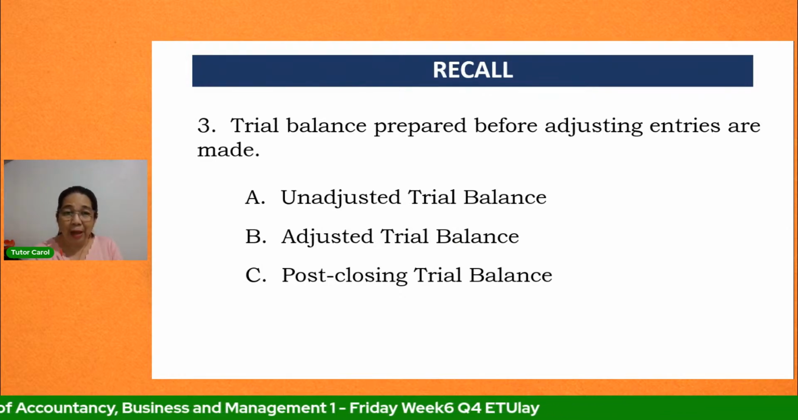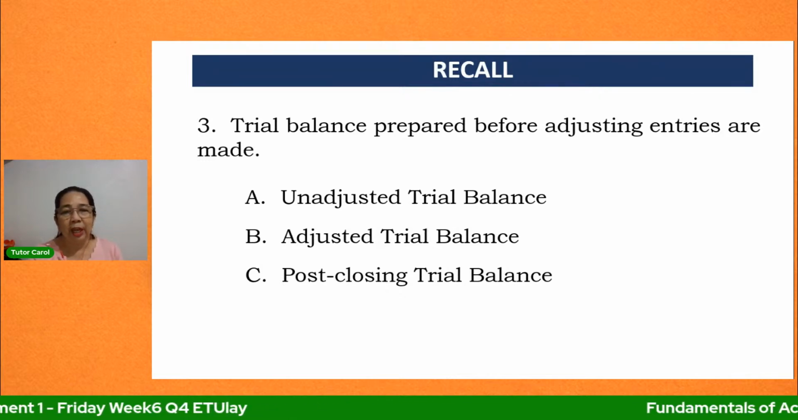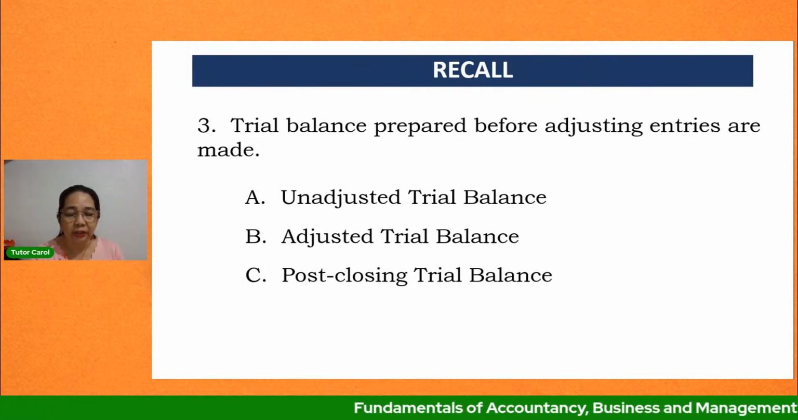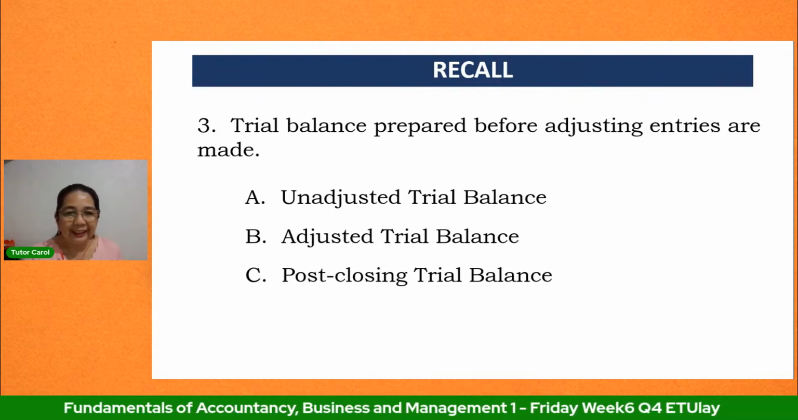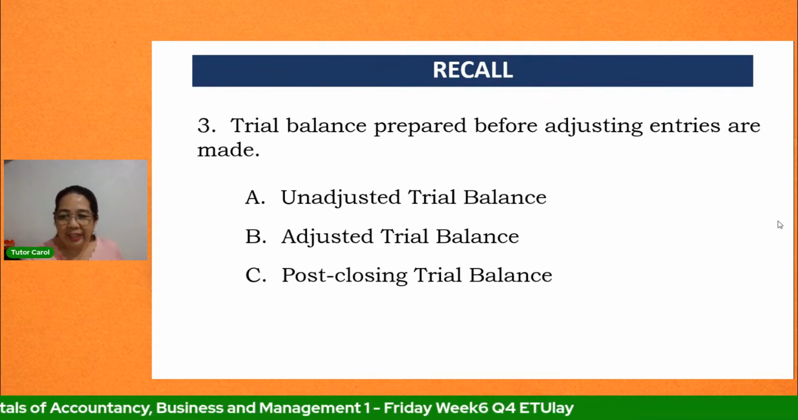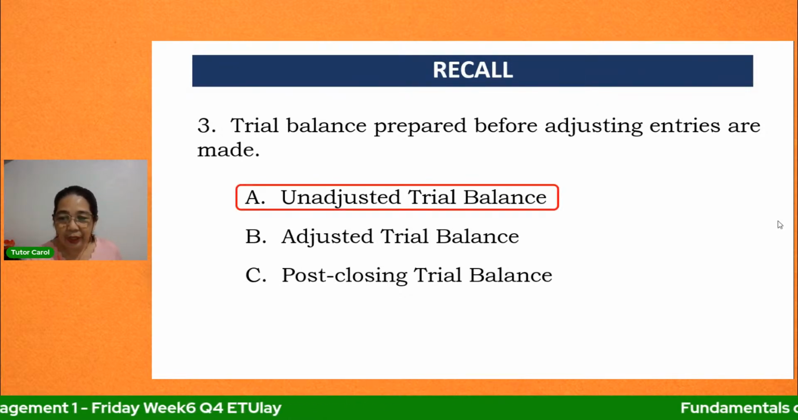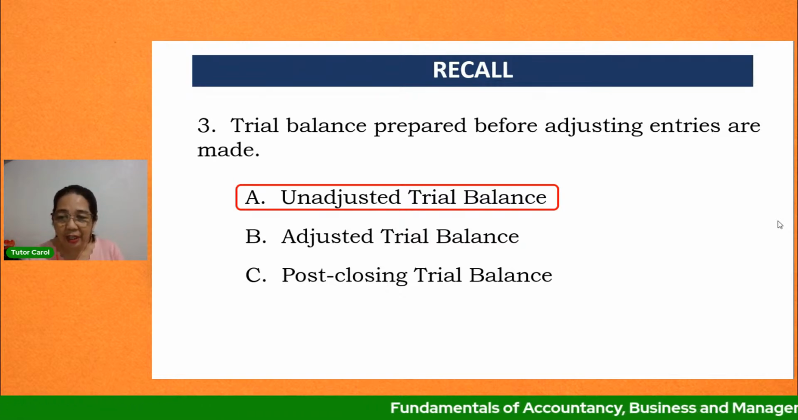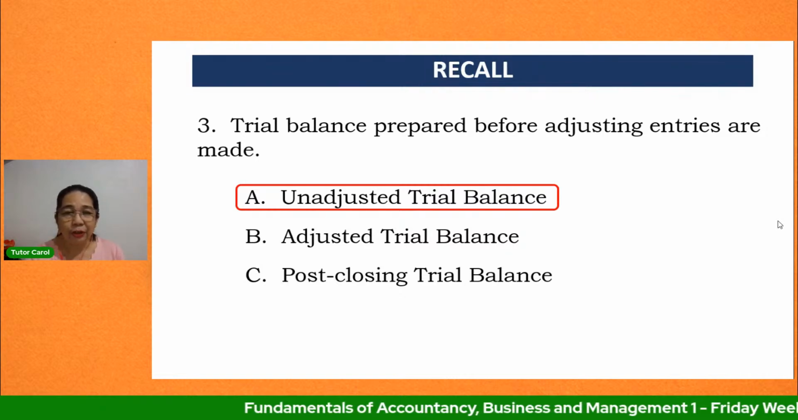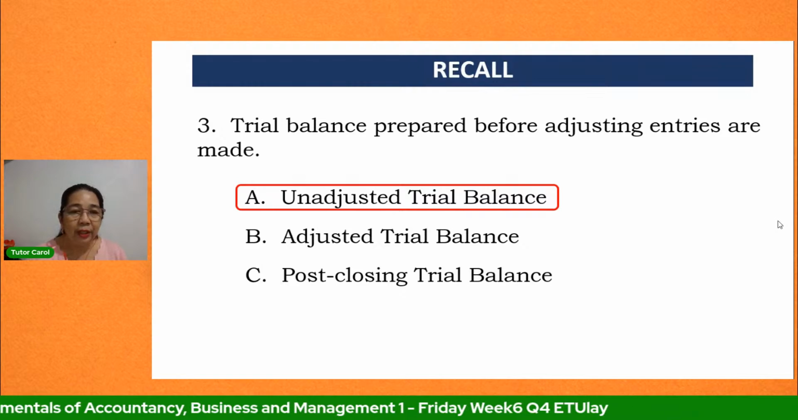Okay, trial balance prepared before adjusting entries are made. So what type of trial balance is that? Prepared before adjusting entries are made. Three A. Okay, let us reveal the answer. Andrew A. Josh A. Okay. Yes, that's unadjusted trial balance, Marina. You are also correct. Letter A, unadjusted trial balance. Okay?